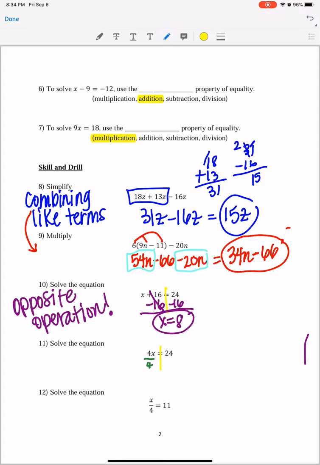Again, what I do to one side of this equation, I must also do to the other side. So I'm going to divide this side also by 4. My 4's cancel, and I'm left with x equals 24 divided by 4 is 6.